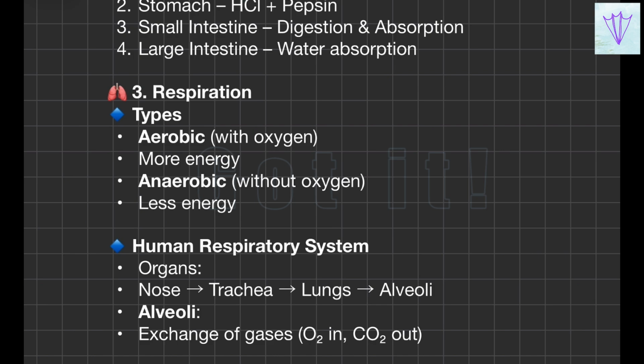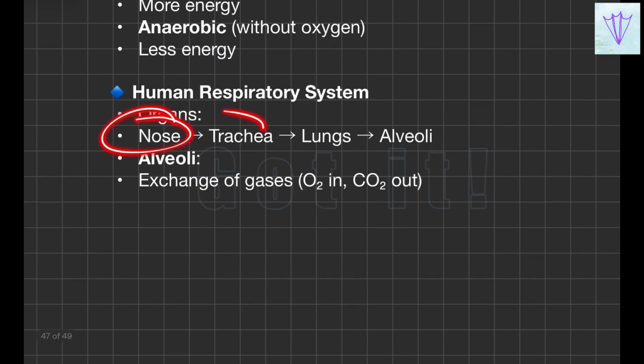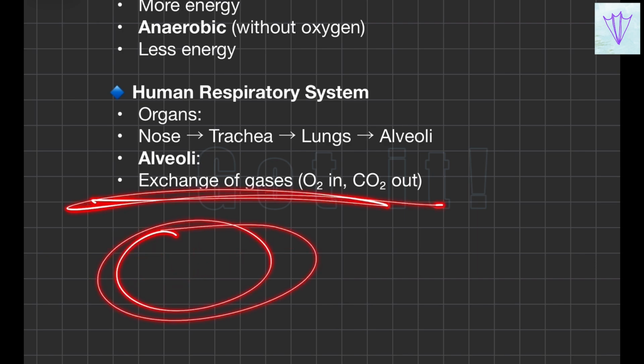And moving to respiration. There is aerobic respiration and anaerobic respiration. Aerobic is with oxygen, which will yield more energy, while anaerobic is without oxygen, which will yield less energy in comparison to aerobic respiration. The human respiratory system has organs which are nose, trachea, lungs, and alveoli, and alveoli is where the exchange of gases happens, where O2 will enter and CO2 will come out. So this exchange of gases will happen in the alveoli.